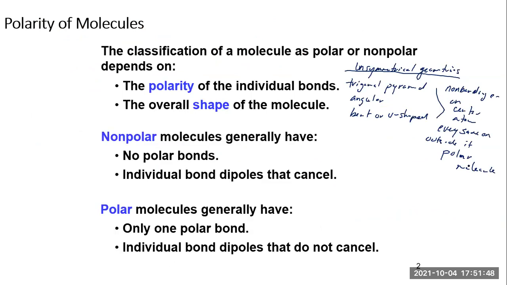If you draw your Lewis structure, no dots, everybody on the outside is the same, going to be a nonpolar molecule. Lewis structure, no dots, everybody on the outside is different, or at least one thing is different, going to be a polar molecule. And if you draw your Lewis structure and you do have dots on the center atom and everybody on the outside is the same, going to be a polar molecule in that case.